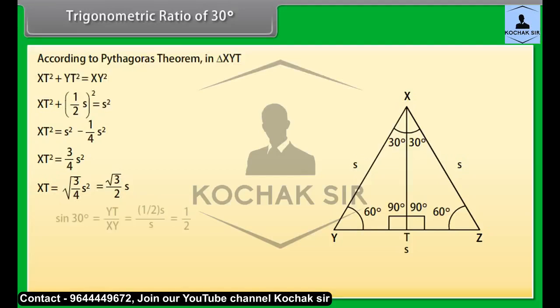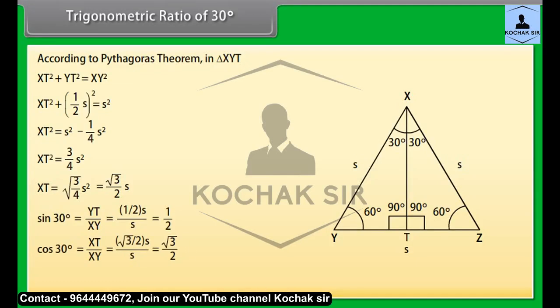Sin 30 degree is equal to YT upon XY equals 1 upon 2S upon S, which is equal to 1 upon 2. Cos 30 degree is equal to XT upon XY, which equals square root 3 upon 2S upon S, equals square root 3 upon 2. Tan 30 degree is equal to YT upon XT equals 1 upon 2S upon square root 3 upon 2S, equals 1 upon square root 3.